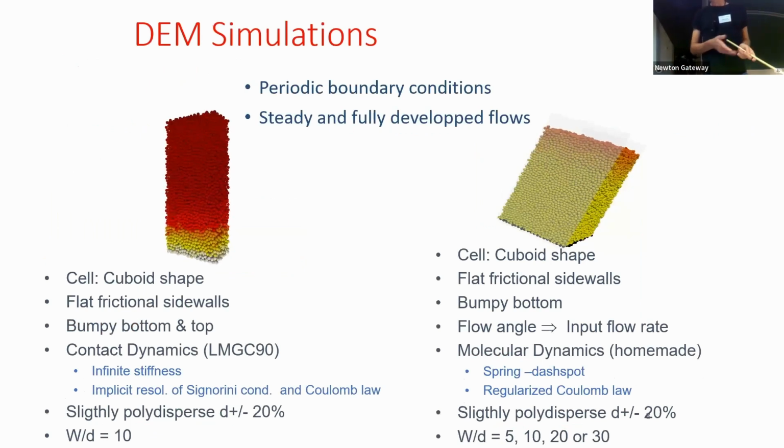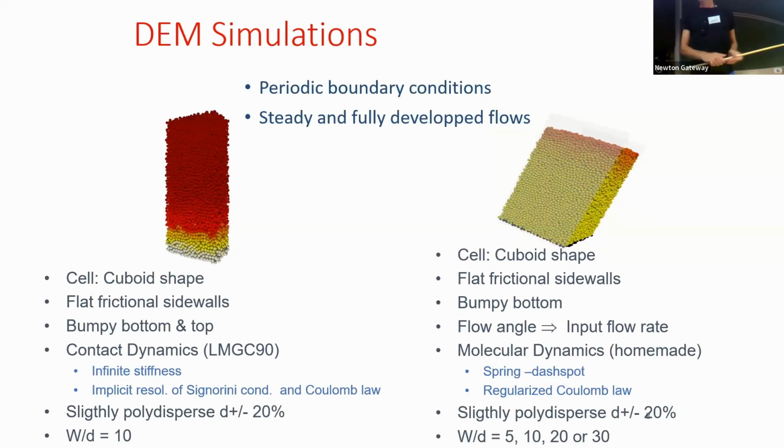And for the simulation, we have the same geometries. On your left is the shear cell. On your right is the sheet flow. For the DEM simulation, we use periodic boundary conditions in the main flow direction, and we have sidewalls at the side. We also have a bumpy bottom and top, and we use slightly polydisperse grains. The gap between sidewalls is set to 10 grain sizes.